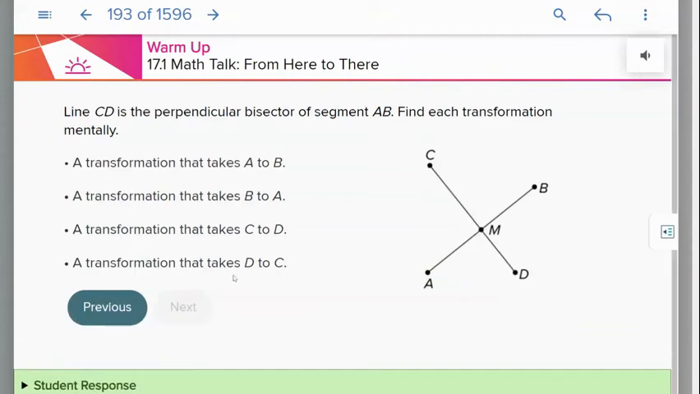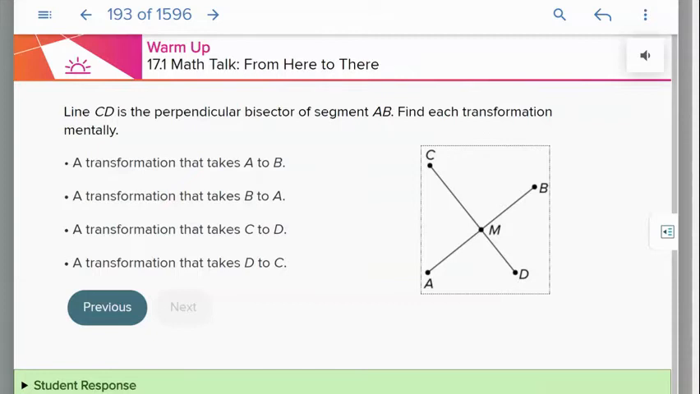D to C. Do you agree that, well, we already talked about going from C to D. Now we're just going the other way. Does the same situation play out where rotation and reflection don't necessarily work? A translation, though, will, right?